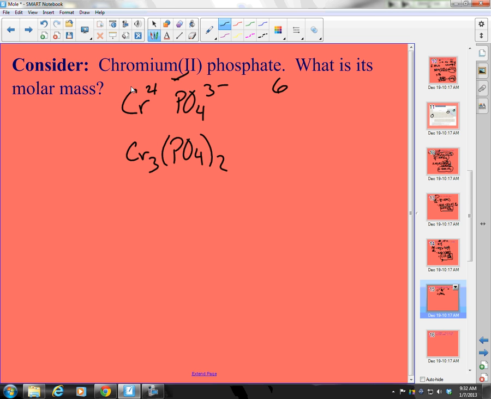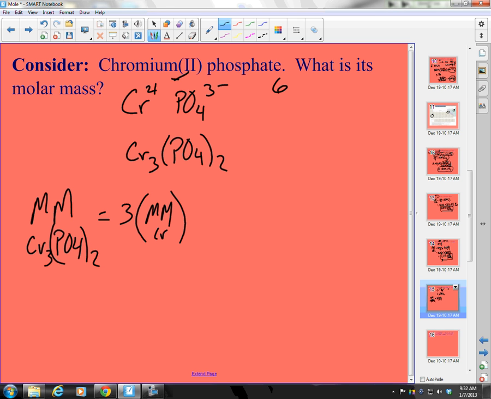Okay, so what's the molar mass of my chromium(II) phosphate? Well, we have to be careful here. How many chromiums do I have? Well, I have 3 chromiums. So I have 3 times the molar mass of chromium, right? Cool. Plus, well, how many phosphates do I have? I have 2 phosphates, so how many phosphoruses do I have? 2 times the molar mass of phosphorus.